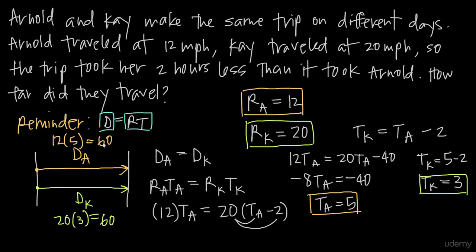And this should make sense to us because you can see that we got the same distance for both Arnold and Kay, and we know that they traveled the same distance because they made the same trip. So we should have gotten equal distances for both Arnold and Kay, and we can say that they both traveled a distance of 60 miles.